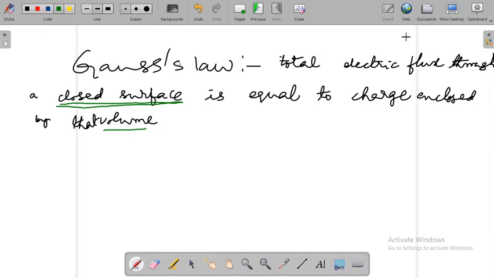Here we have closed surface and volume, which means it relates a closed surface integral to a volume integral, and we have a relationship between cause and effect. What is the cause to get this electric flux, or the effect? Due to charge, lines emanate from the positive charge and terminate at the negative charge.